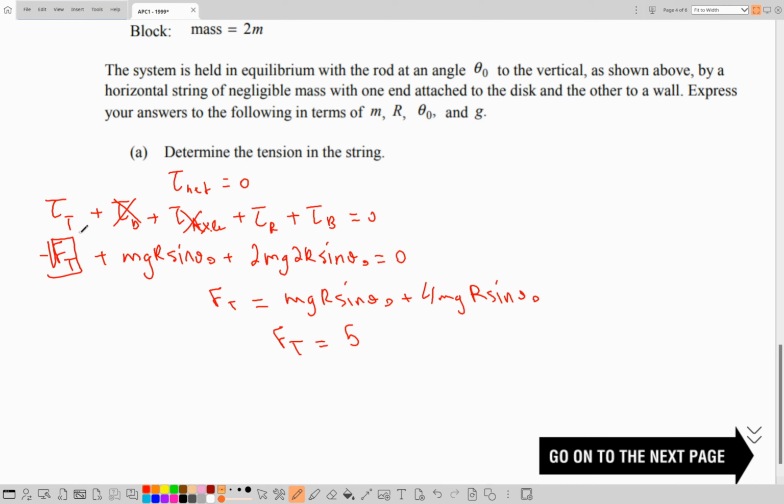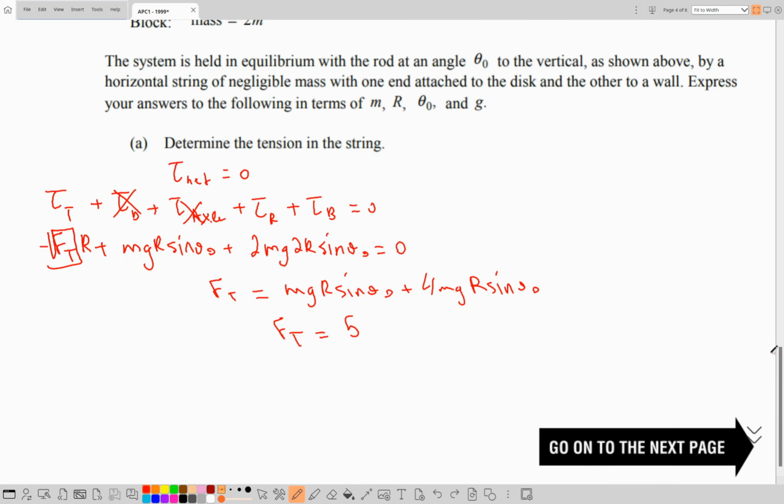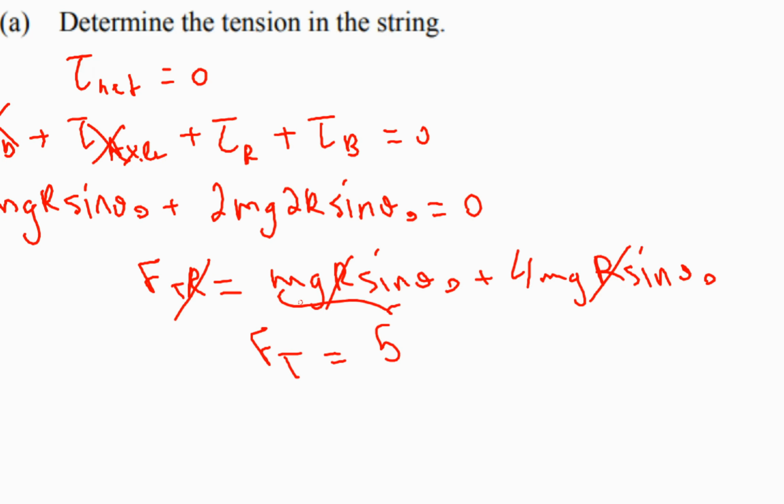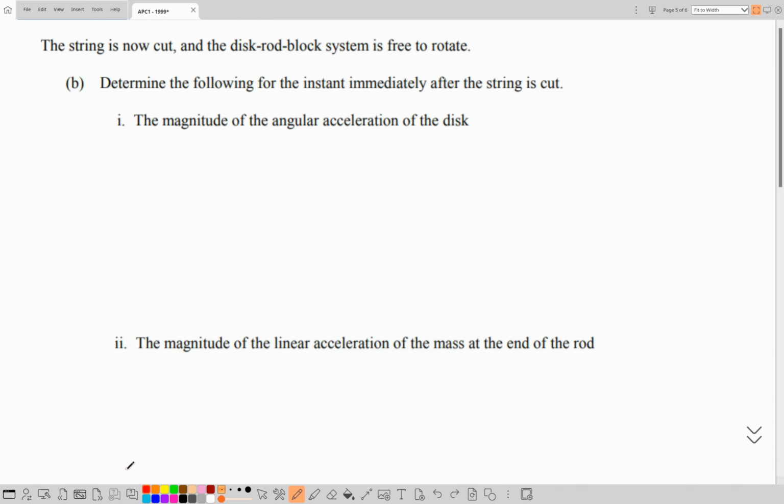Sorry, here for the tension I forgot something. It should be the tension multiplied by r, which is the radius of the disk. So here we have r, then r with r cancel. This added to this would give us 5 mg sine theta 0. And indeed our answer is being expressed in terms of mg and theta 0. They won't tell you to express your answer in terms of sine because sine is a function.